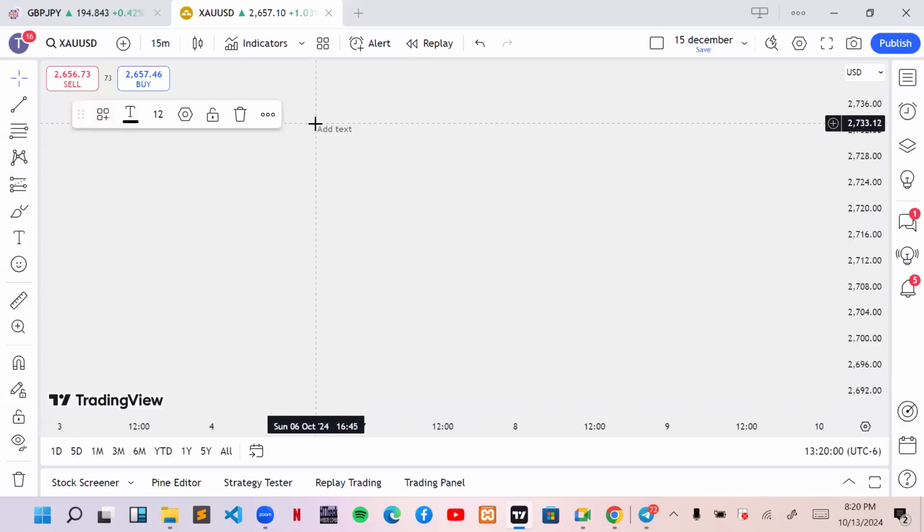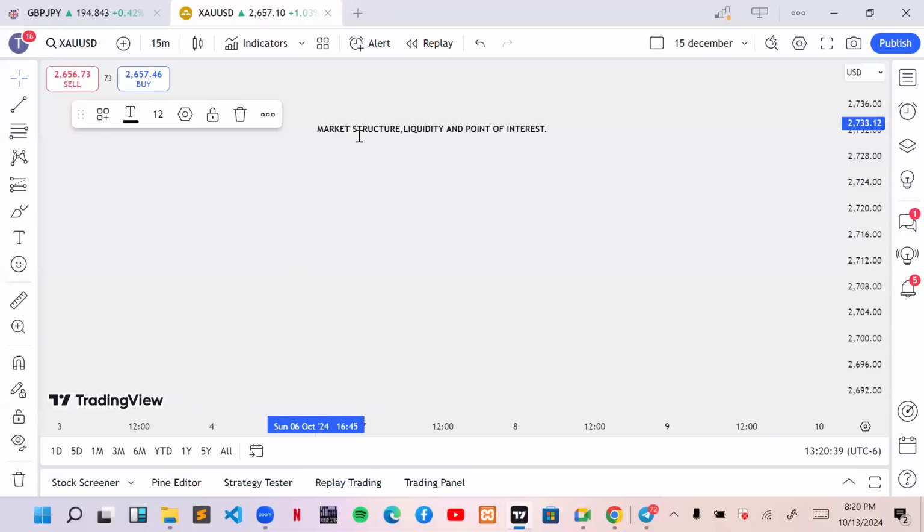As we all know, this strategy is made up of market structure, liquidity, and point of interest. That's my strategy. When I open up my charts, the first thing I look out for is the market structure. Second thing I look out for is my liquidity, and the third thing is the point of interest. That's the only three things I pay attention to when I open up my charts.